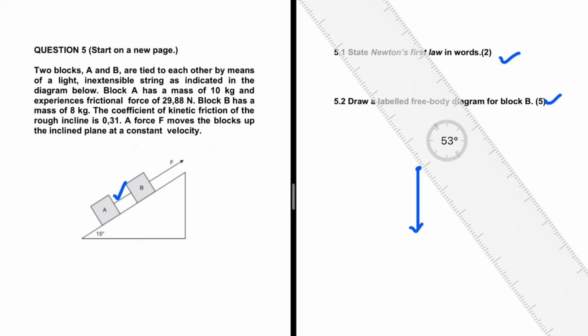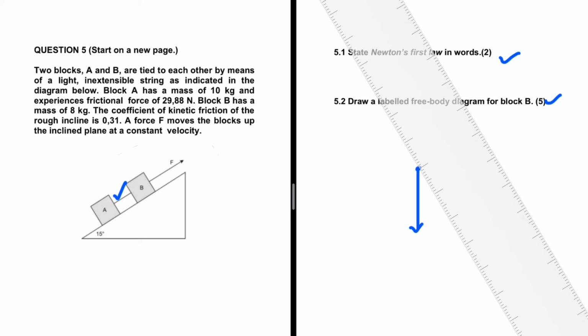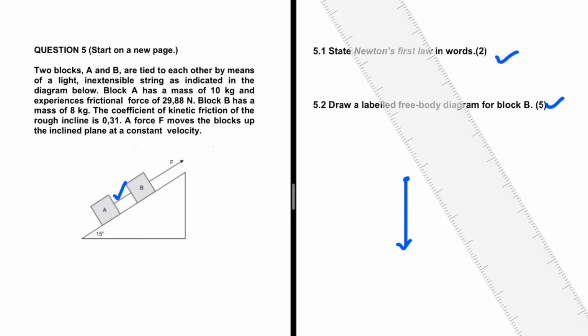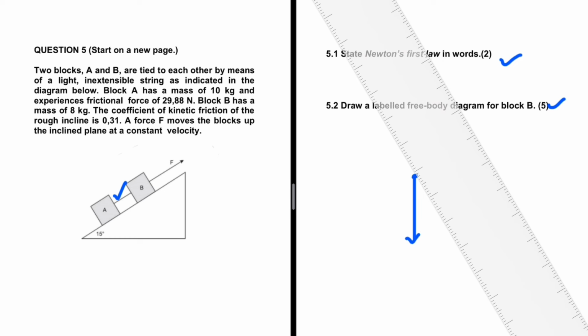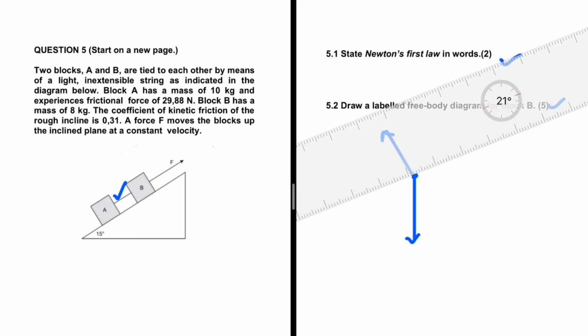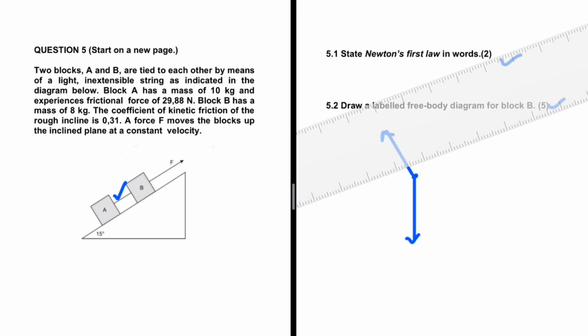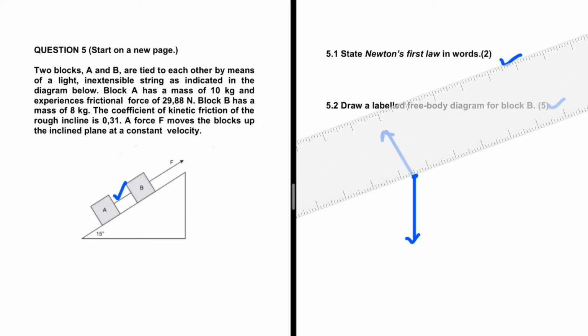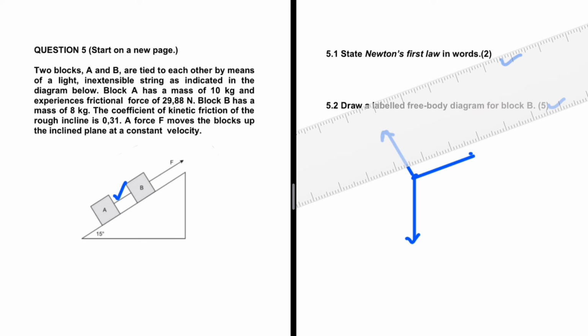And then it is resting on a surface, as you can clearly see from our sketch. So we have the normal force perpendicular to the surface. So maybe something like this. There we go. We have our normal force. There is a force F that is applied on the object. So we have our force F. And then now we need two more.